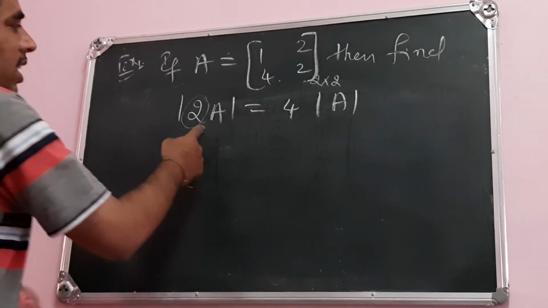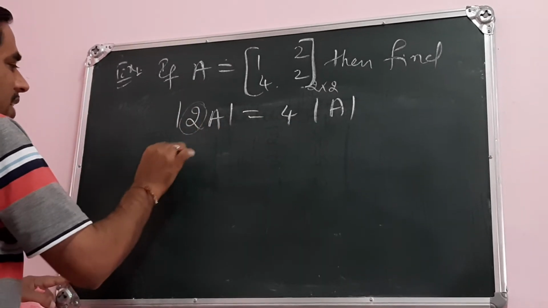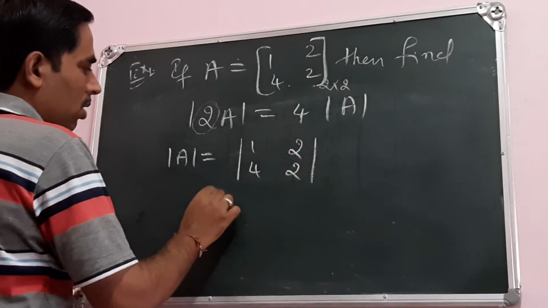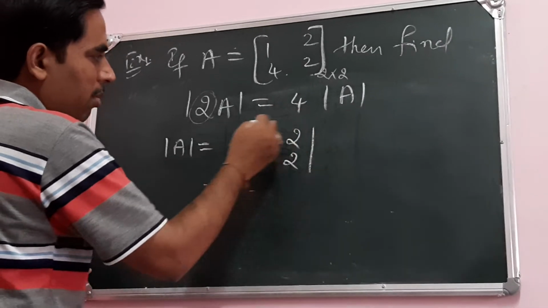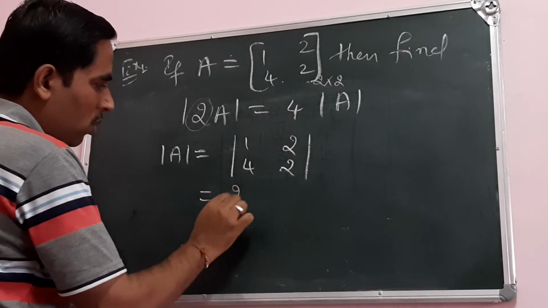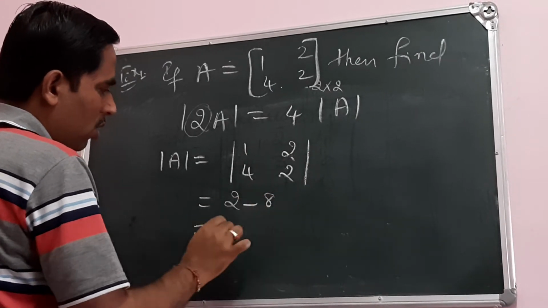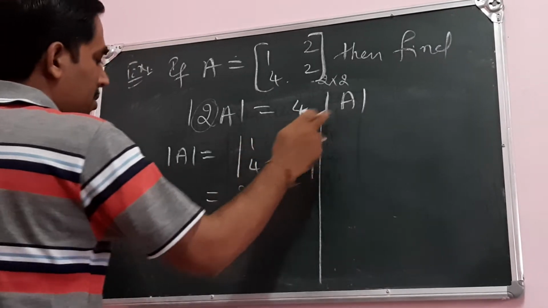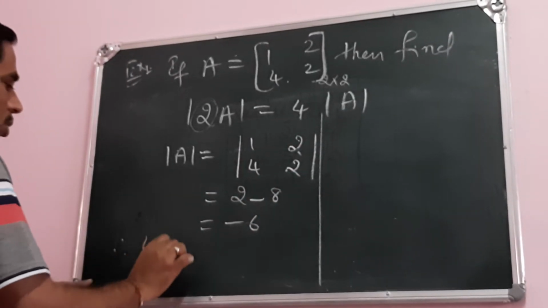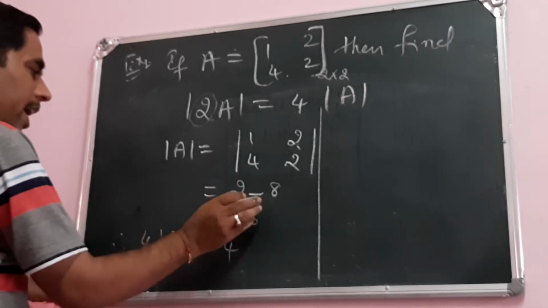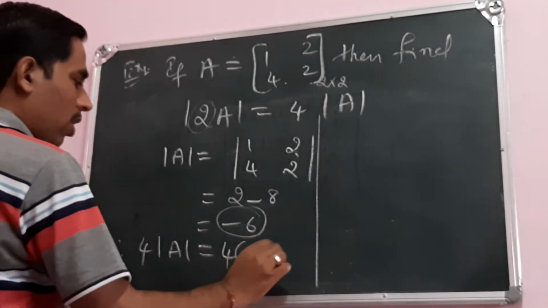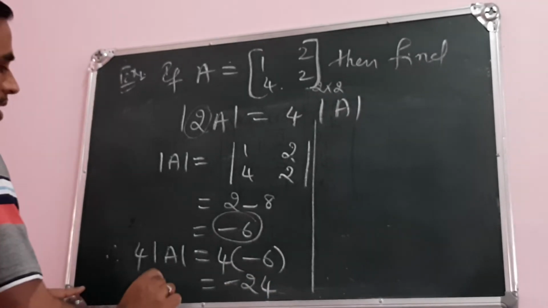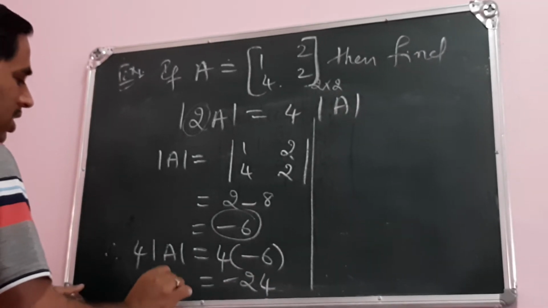Let us verify this. The determinant of A, for the matrix 1, 2, 4, 2, is very simple. For a 2 cross 2 determinant, no need to write the sign here. 1 into 2 is 2, minus 2 into 4, which is 8. So 2 minus 8 is minus 6. This is the determinant of A. So 4 times the determinant of A means I have to multiply this by 4. 4 into minus 6 is minus 24. This is the RHS.